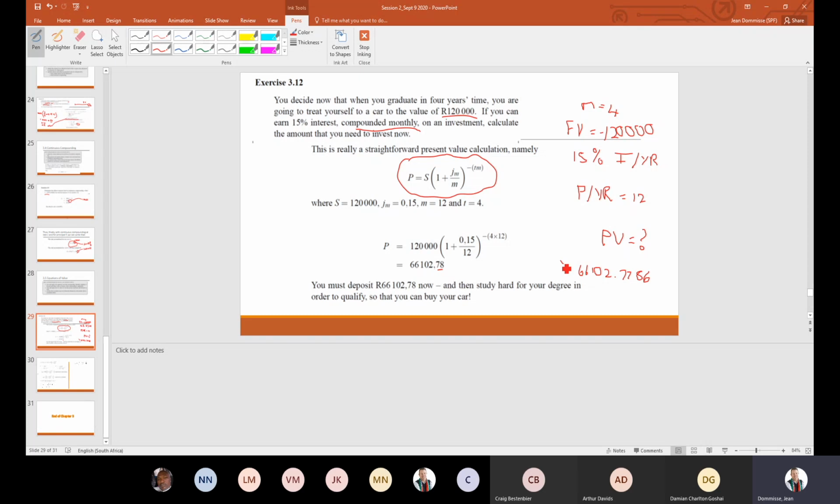Damien and Greg, when you worked with 48 periods, did you also get the same answer? Yes. Okay, cool. So don't change what you are doing, because you're getting to the right answers.